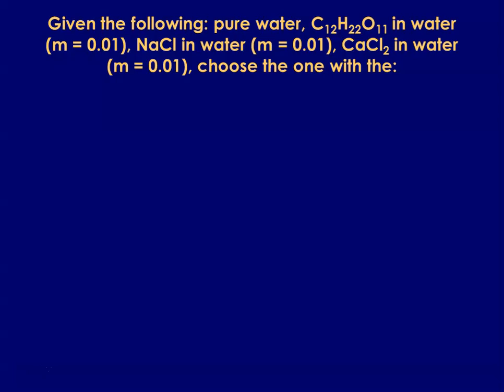The sucrose, the NaCl, and the calcium chloride all have the same molality. So with that in mind, I want to know which of these would have the highest freezing point. Which of these would freeze the quickest? The one that would freeze the quickest would be the one that is just the pure solvent, water, because it doesn't have anything interfering with its ability to coalesce amongst itself and to form its crystalline structure.